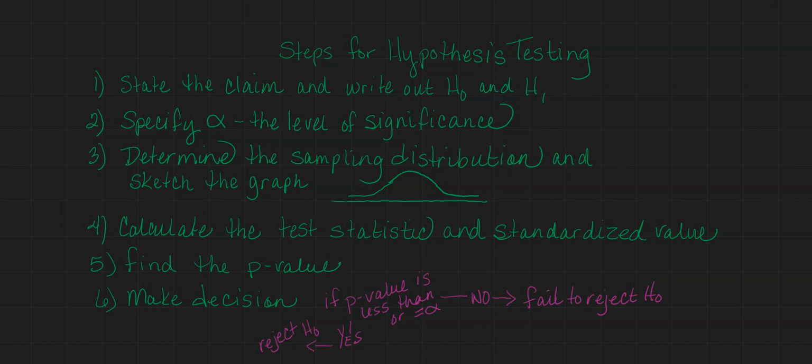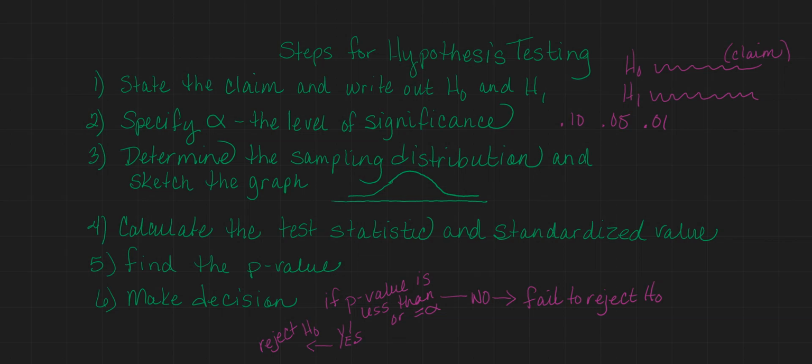So after all of the calculations that we've been doing, here are the steps for hypothesis testing. First, you need to state the claim and write out your null hypothesis and alternative hypothesis. Often when I do this, I'll write out whatever I'm going to be testing, and I'll also note which one is the claim, just for my own reference. Specify alpha, the level of significance. It's going to be 0.10, rarely, but can be 0.05 or 0.01.